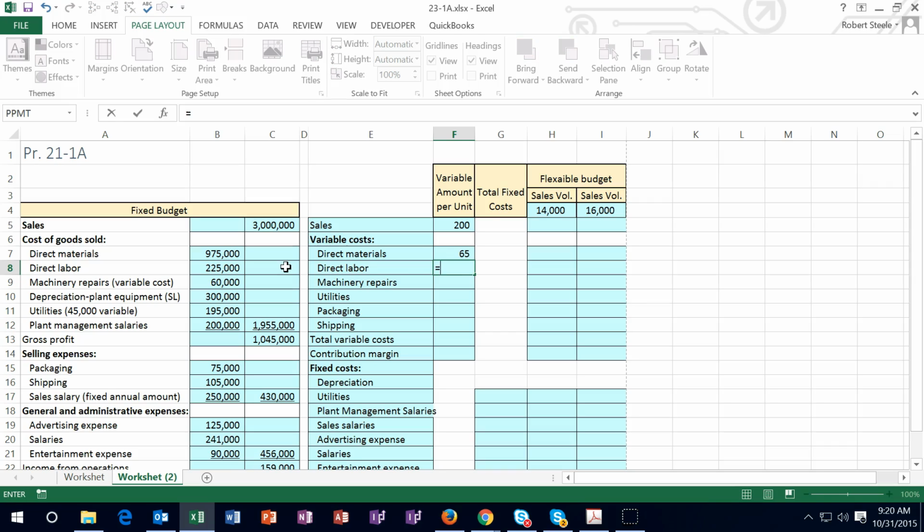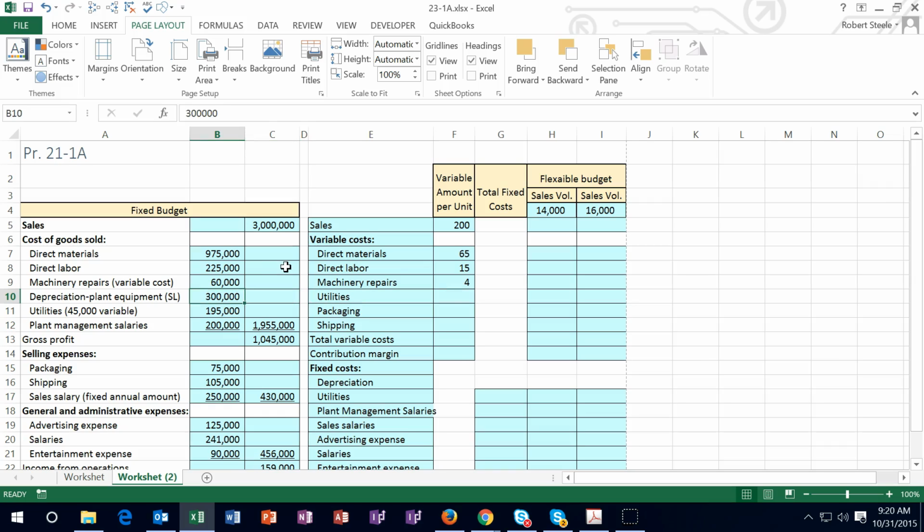Direct labor, same thing. I'm going to take this direct labor. I'm going to divide that by the number of units that the problem told us we were producing at, 15,000, and we get 15. Machinery repairs, same thing. It's a variable cost. Therefore, 60,000 divided by 15,000 gives us 4 per unit. Utilities, a little bit different now.